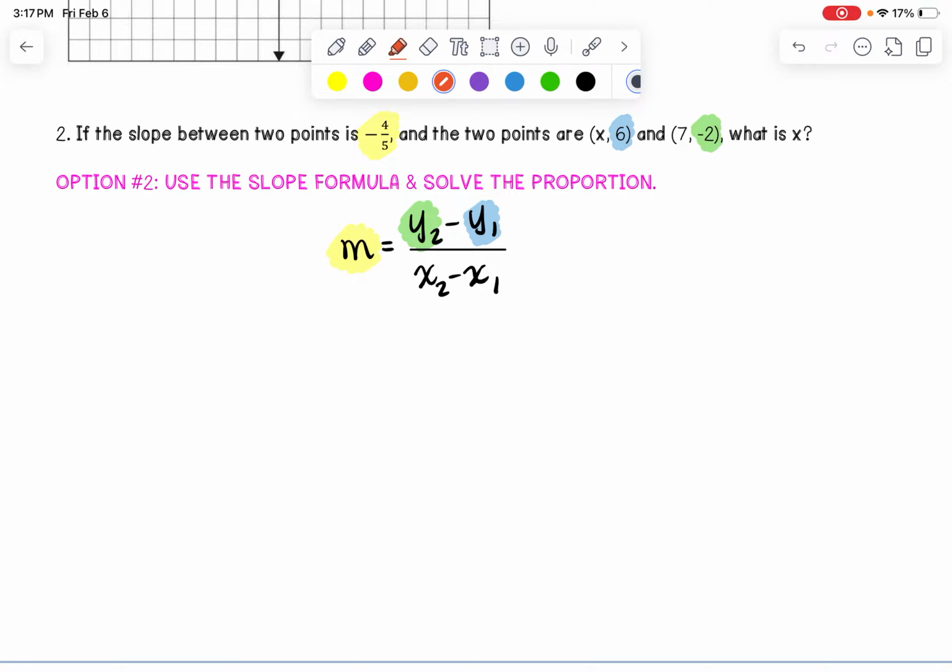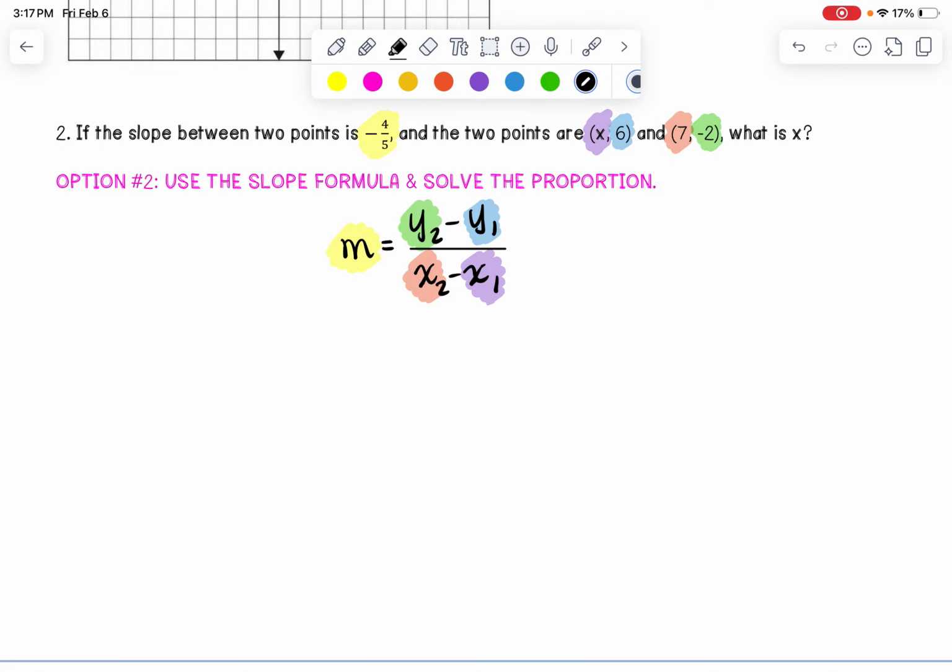And then my x2, which is 7, is going to go here. And which color have I not used? Purple. And then the x that I'm solving for, he's going to go right here, right? So I'm taking all 5 pieces of information that were given to me, and I'm going to simply plug it into my slope formula. So here we go.